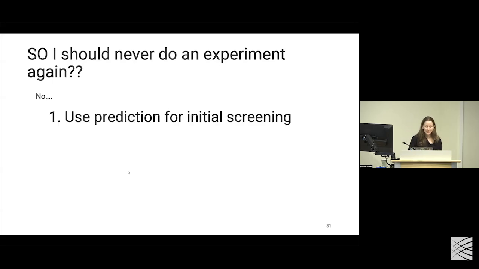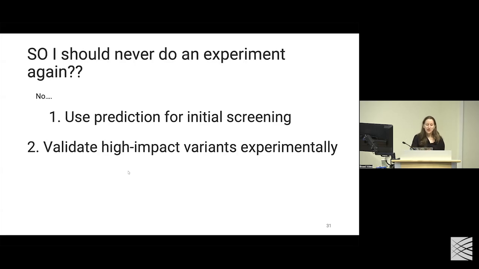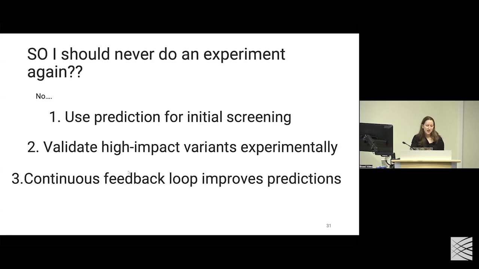No. You can use prediction from some magical oracle tools, which I'll try to convince you about next, for this initial screening of variants you might want to test. Then you can validate these high impact variants experimentally. And then you can do this in a continuous feedback loop to improve predictions. Yes.